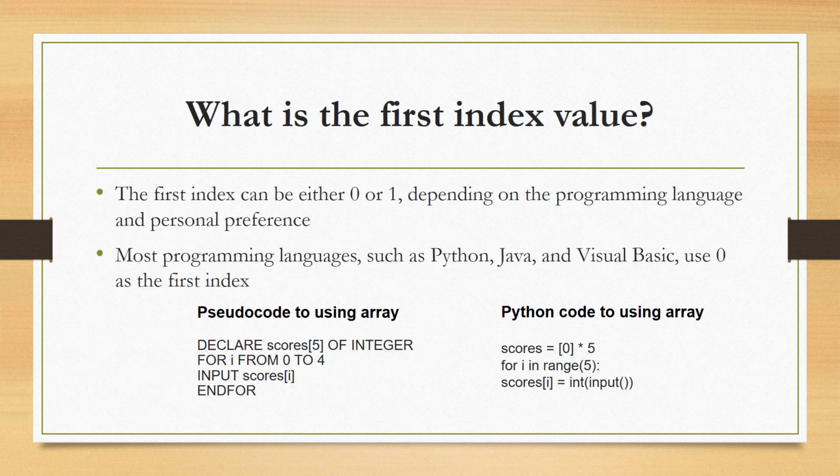What is the first index? The most important question. The first index of an array will always start either from 0 or 1, depending upon the programming language and personal preferences as well. But most of the time, in most of the languages such as Python, Java, VB, 0 is used as the first index. So here I have declared an array score of 5 integers and I have used a loop from 1 to 5, 0 to 4, and I'll be taking input from the user, and I'll be storing that value inside this array.